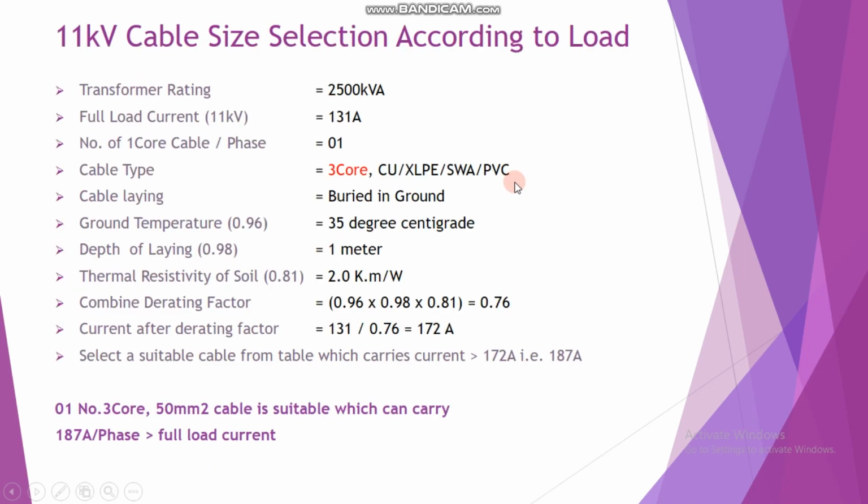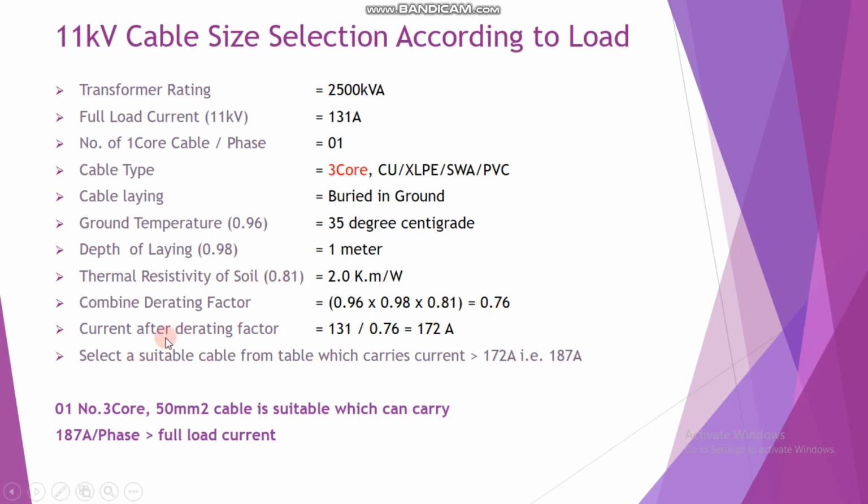Let's go back. Here you can see. So the correction factor for the depth of laying, because we are installing the cable at a depth of 1 meter, the applicable correction factor would be 0.98 here. The thermal resistivity of the soil is 0.8 K.m per watt, so the correction factor would be 0.81. So we calculate the combined derating factor, that would be 0.96 multiplied by 0.98 multiplied by 0.81, which comes to 0.76.